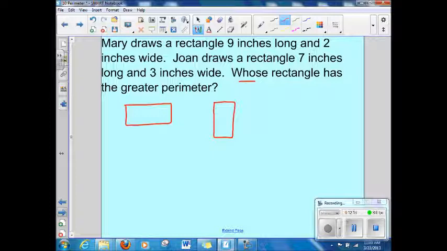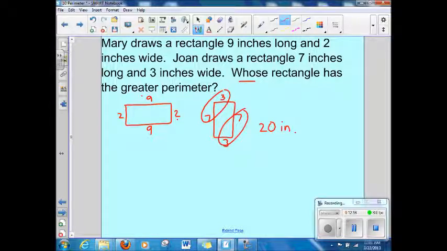Mary has a rectangle 9 inches long and 2 inches wide. Joan draws a rectangle 7 inches long and 3 inches wide. Okay, well, let's see now. I know that on Mary's rectangle here, if 9's on this side, 9 will be on that side, 2 here and 2 over there. With Joan, we'll have 7 and 7 and 3 and 3. I'm going to go with Joan's first because I see the making 10. I love making 10s. 7 and 3 makes a 10, and 7 and 3 makes a 10. 10 and 10 is 20. Well, that was easy. Joan has a rectangle that has a perimeter of 20 inches.